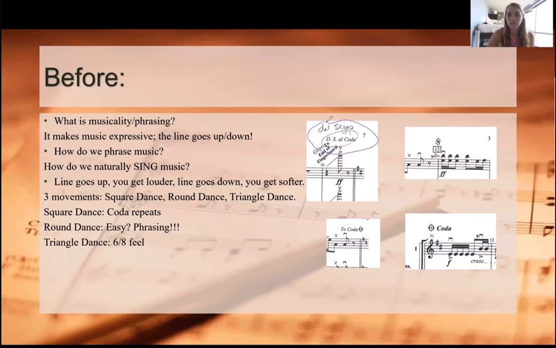D.S. al Coda. The D.S. stands for dal segno. Once we see this, we are going to jump all the way to this little S symbol over here back in measure 12. And we're going to keep playing all through the music until we reach this section where we see "to coda" with this little circle symbol with the cross sign in the middle. Once we see "to coda," we're going to jump to the coda, which is right here in measure 51, and we're going to finish out that last line of music. And that's how the repeats work in the square dance.